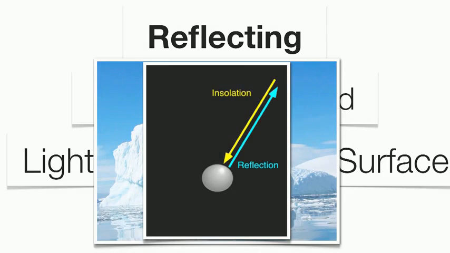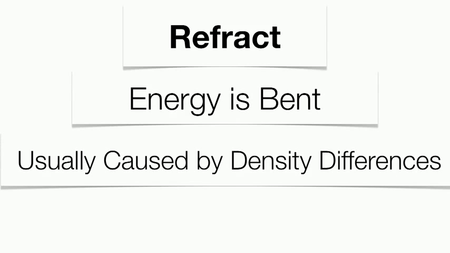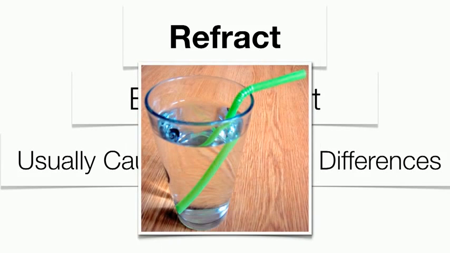Energy can be refracted, which means it can be bent. Usually this happens with differences in densities. A good example of this is when you put a straw into a glass of water. The glass, the water, and the air all have different densities. So the image of that straw is going to look broken up, because the image of the straw has to travel through three different densities to get to your eye. It's going to look broken. That's what we call refraction. It's going to be bent.